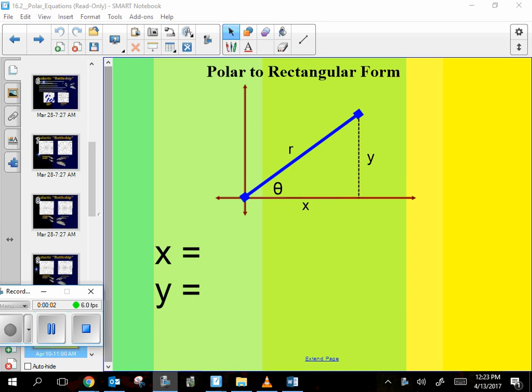Okay, polar to rectangular form. Well, first of all, this picture right here, it's sort of like we've got rectangular and we've got polar all in the same place. It's kind of a mix of both.